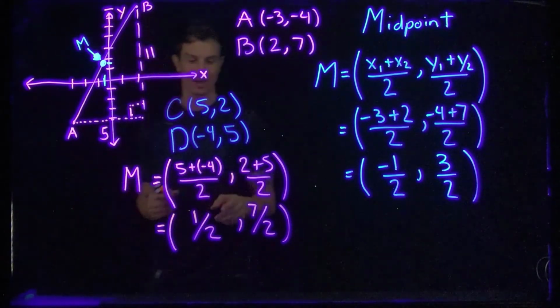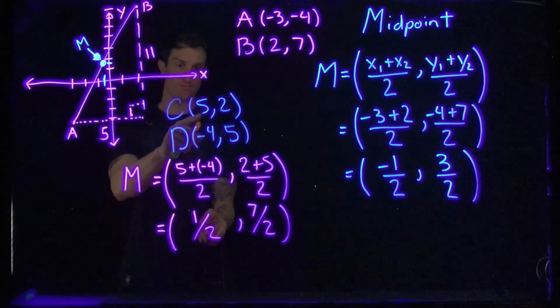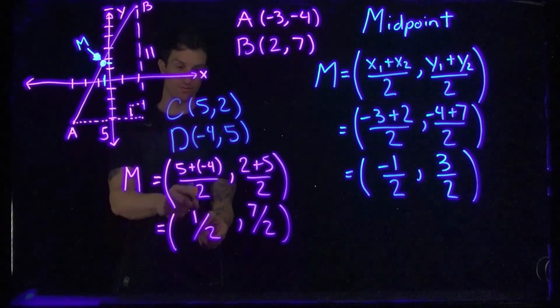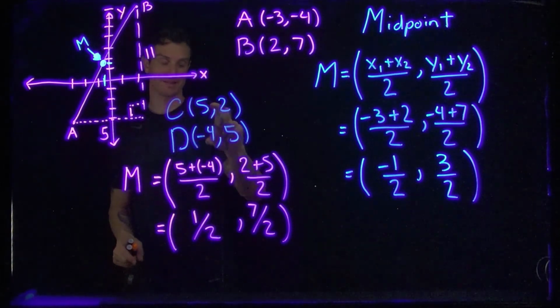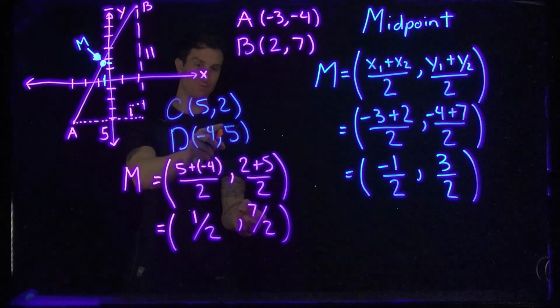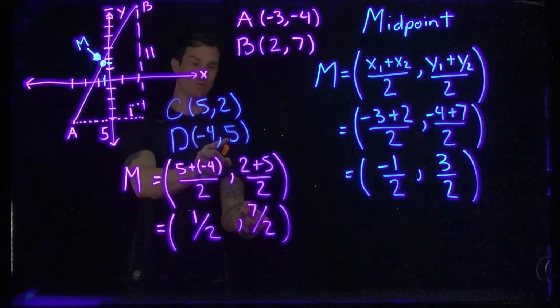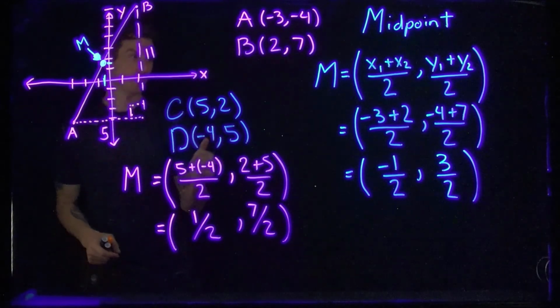Right, and you could double check. So 1/2 is 4.5 away from 5, and it's also 4.5 away from -4. So it's in the middle of the x's. 7/2, which is 3.5, is going to be 1.5 away from 2, and it's going to be 1.5 away from 5. So it's in the middle of the y's, middle of the x's, middle of the y's. We're good to go.